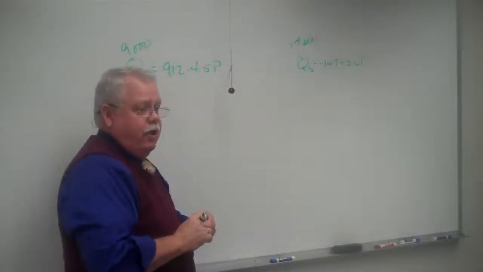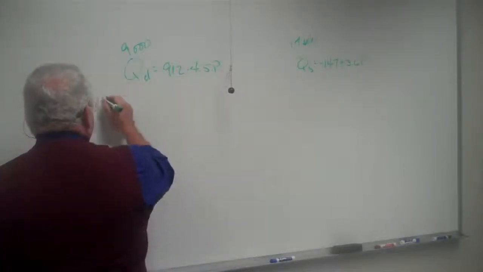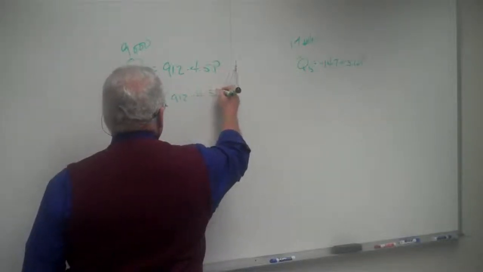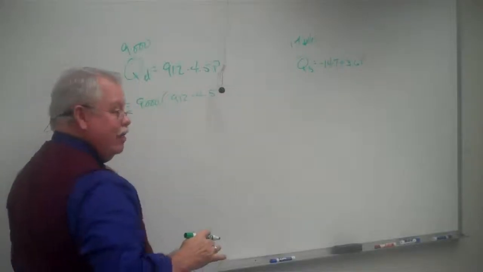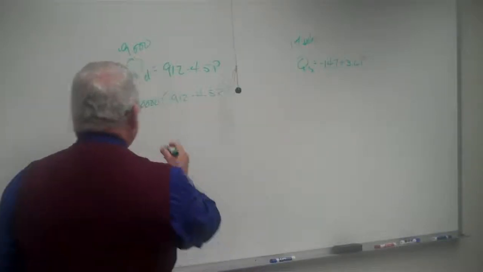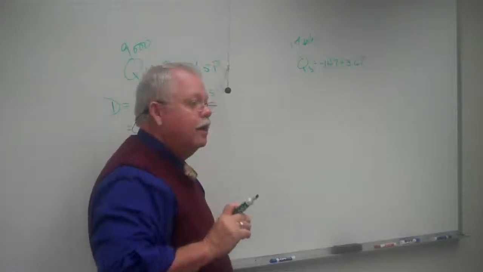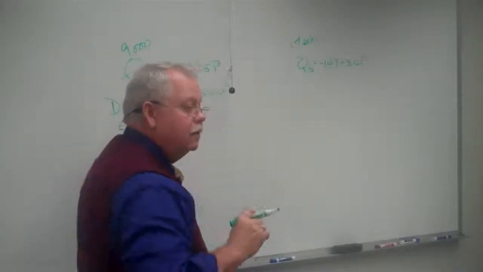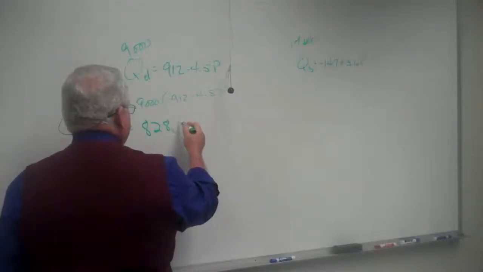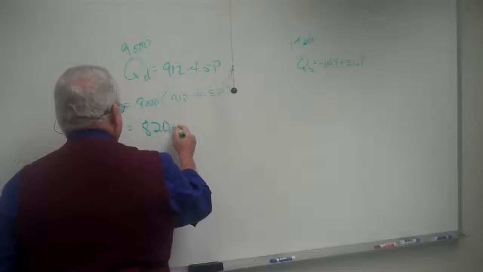This should be a gift on the exam, as long as you don't screw the math up. Okay? So for the market demand, we're going to have 9,000 times the individual demand. Hopefully somebody has a calculator that is correct. What do we get? 9,000 times 912. You've got to talk loud. It was 8,208,000. Thank you, I can do that.